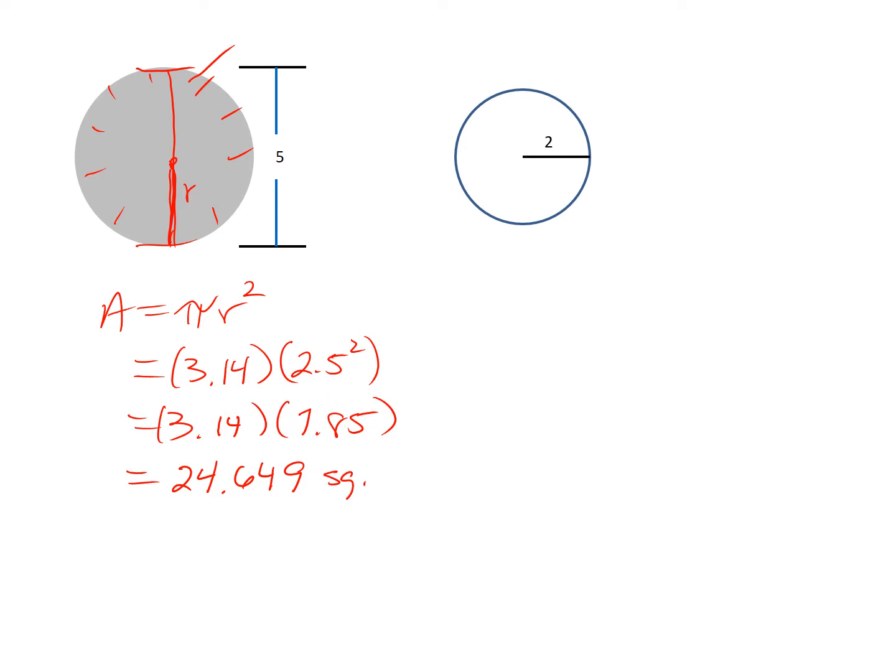We don't know what the units are, so we'll just use the generic word units. It would be feet, yards, inches, kilometers, whatever. All right, so that's the area of the entire shaded circle.